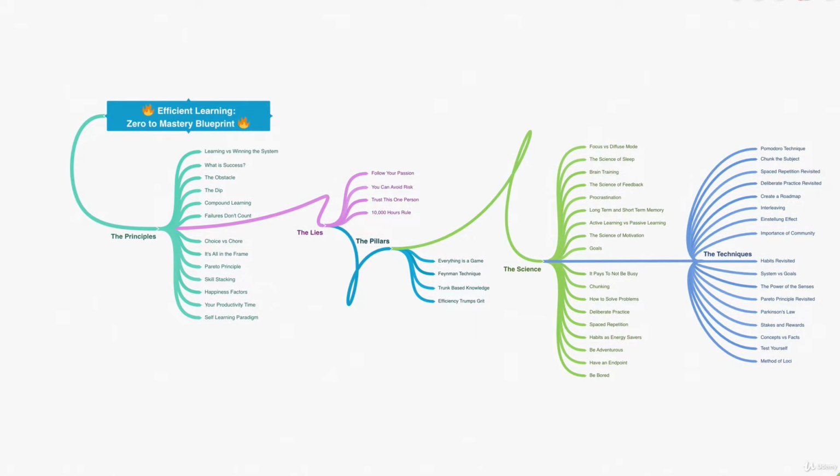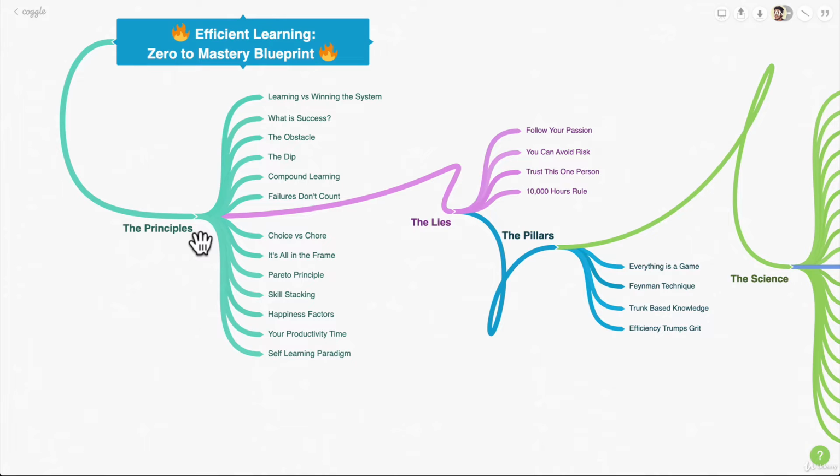You see, in order for us to get to our end goal of being efficient learners, we need a roadmap and an overview of what we are covering. So let's see the course outline. Instead of jumping straight to the techniques without any background, any foundation, we need to start off with the principles. And the principles are the shift in our mindset.